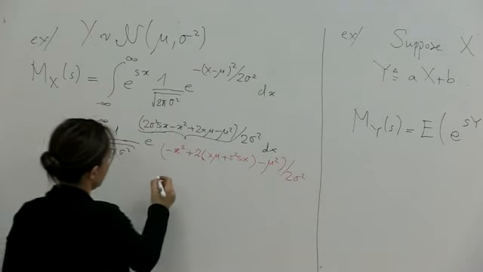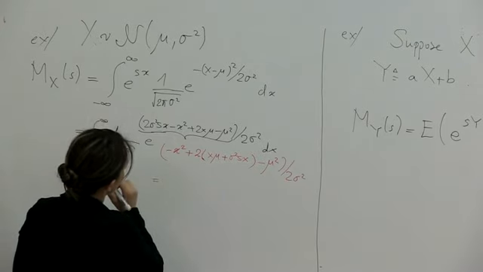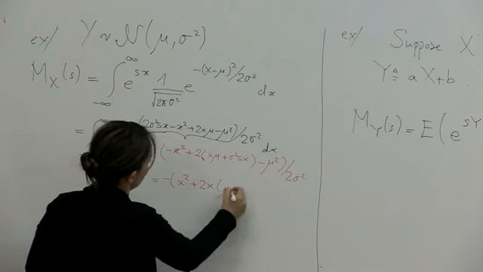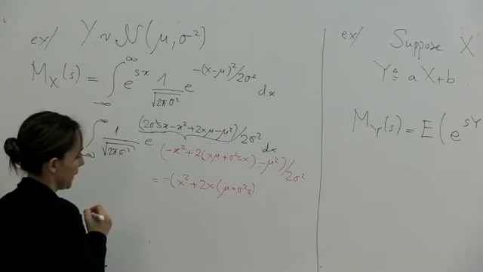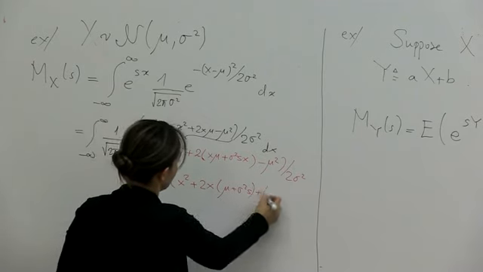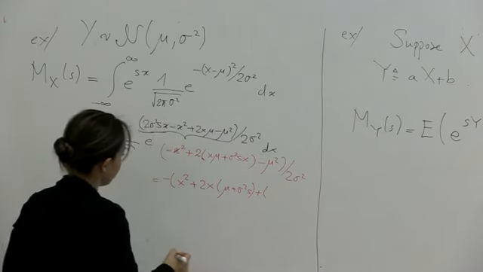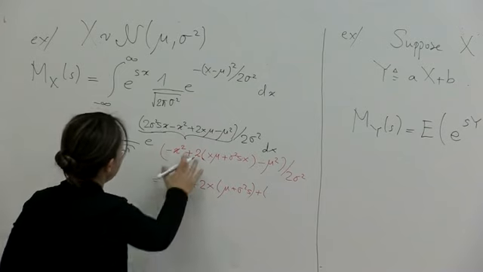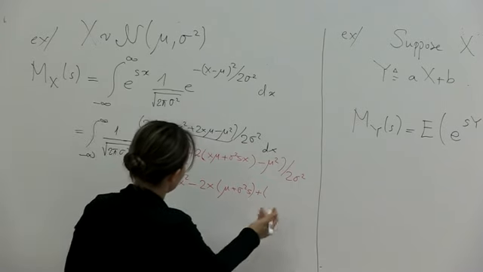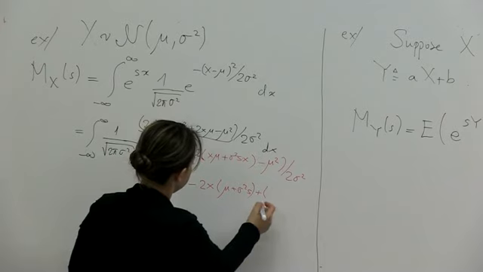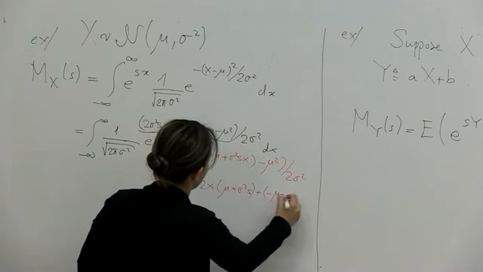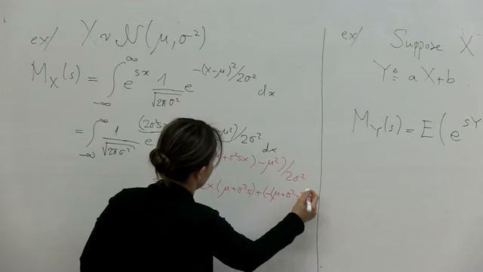In other words, this exponent is equal to negative x squared plus 2x times mu plus sigma squared s, okay, minus, or let's say plus this, here I should have, yes, here I should have a negative sign. Very nice. Plus the square of negative, okay, mu plus sigma squared s, right?